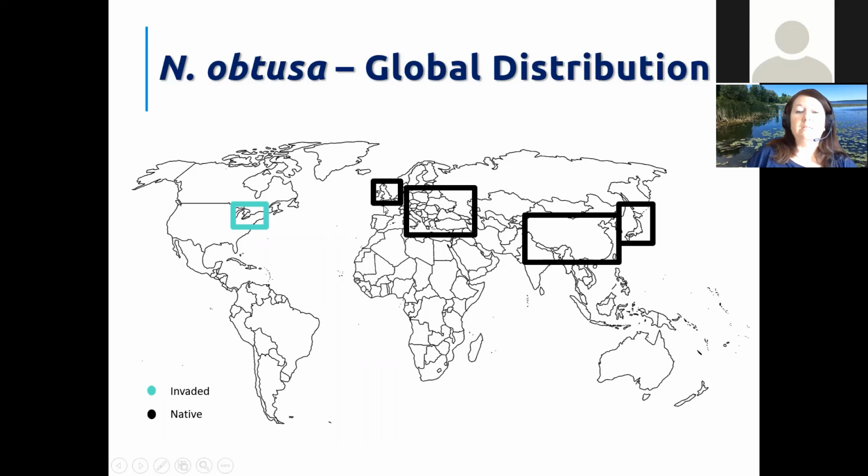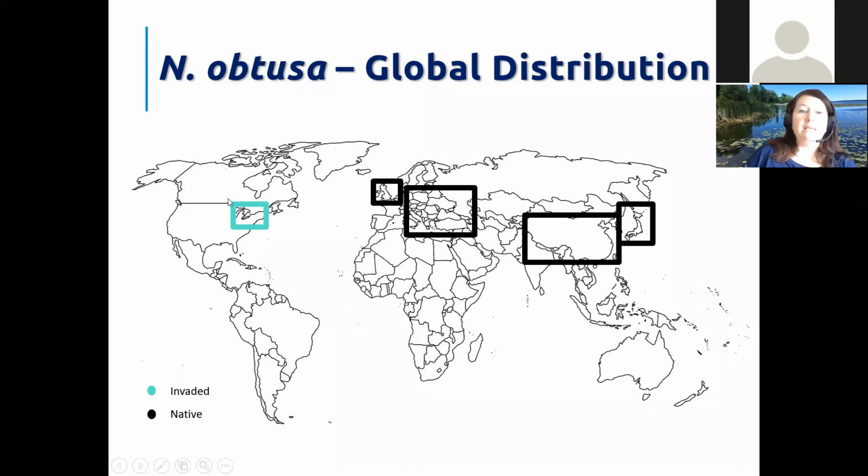Nitellopsis obtusa is an important part of food webs. They have native fish that feed on it, live in it as habitat. And so it's actually classified on their red list as being a species of concern, threatened and endangered.